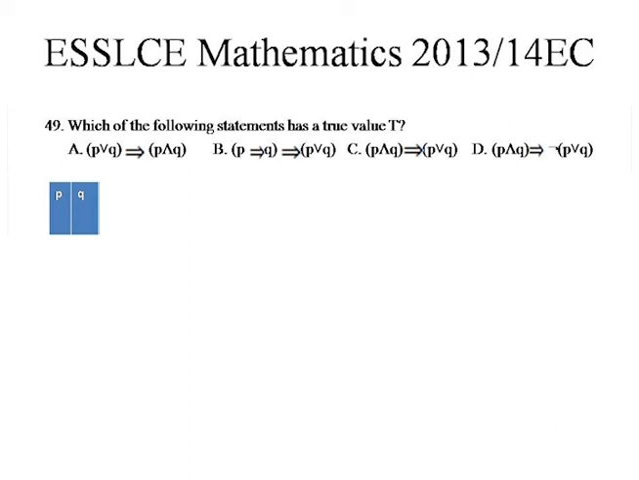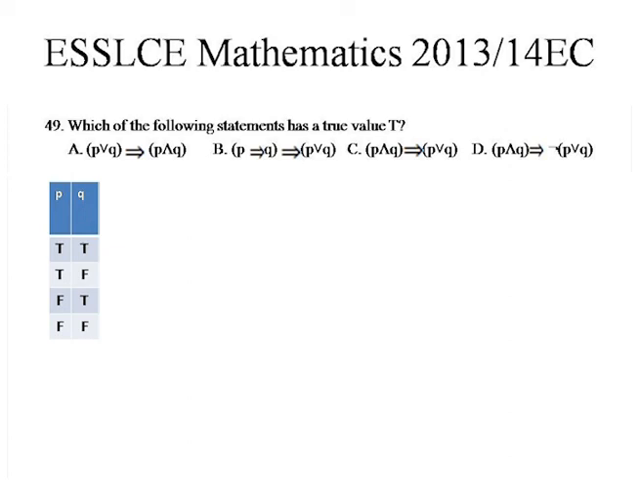The possible values for P and Q are: P can be true and Q true. P can be true and Q can be false. P can be false and Q can be true. P can be false, again Q can be false. These are the four possible values for P and Q.